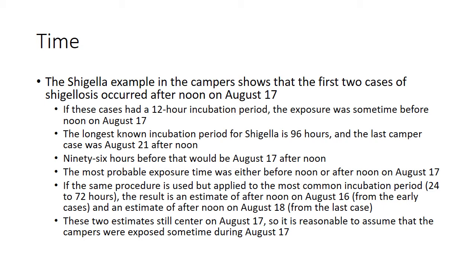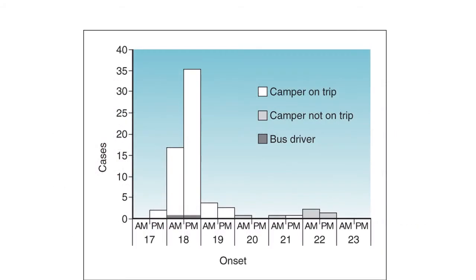Now, if the same procedure had been applied to the most common incubation periods, say 24 to 72 hours, the result you end up getting is an estimate of afternoon on August 16th from the earliest cases, and then afternoon on August 18th from the last case. So you can see it's a wider range. And so the two estimates still pretty much center on August 17th, so it's pretty reasonable to assume that the campers got exposed sometime during that day. So again, using the shortest incubation periods for the first cases reported to the longest incubation period for the last cases reported, tracking that to probably sometime on August the 17th.